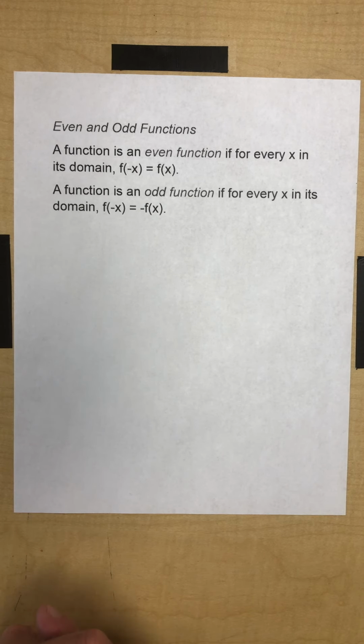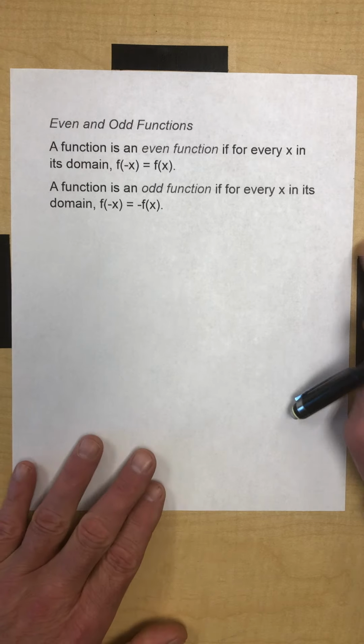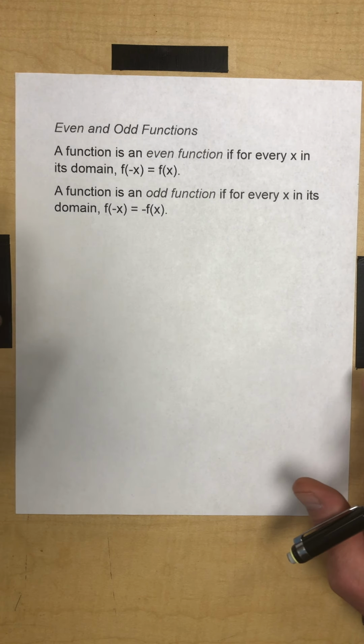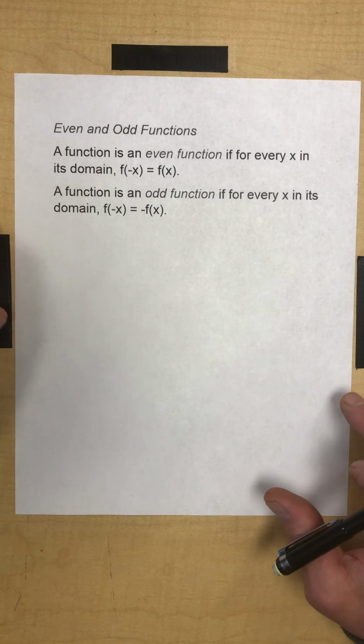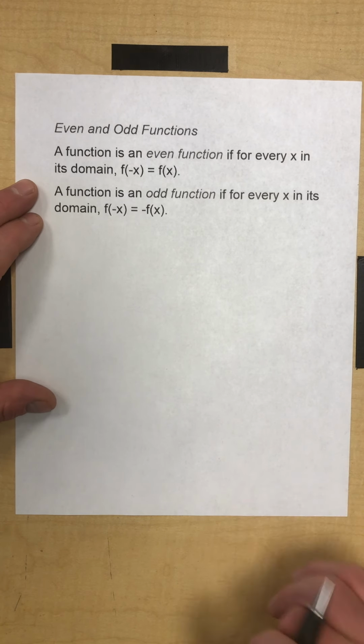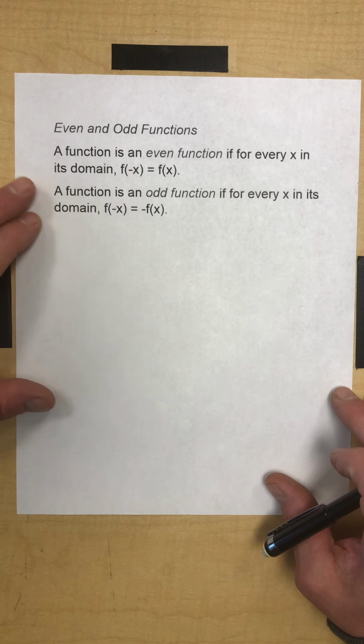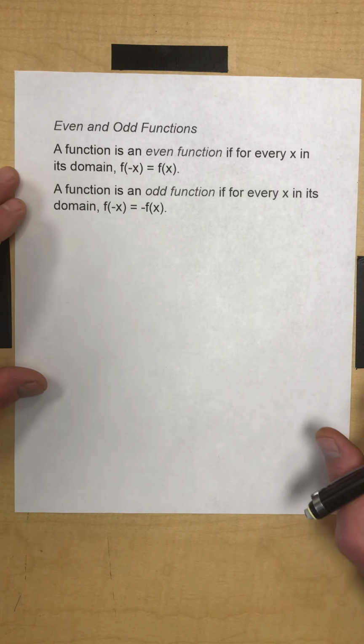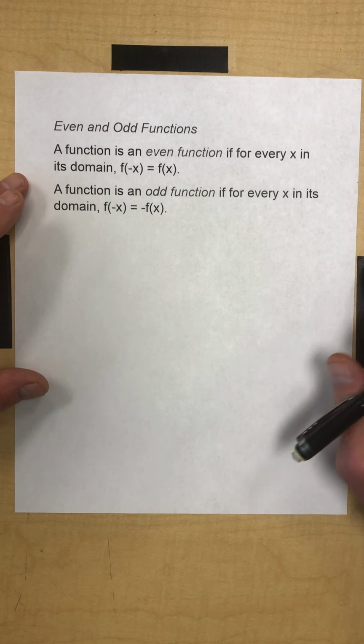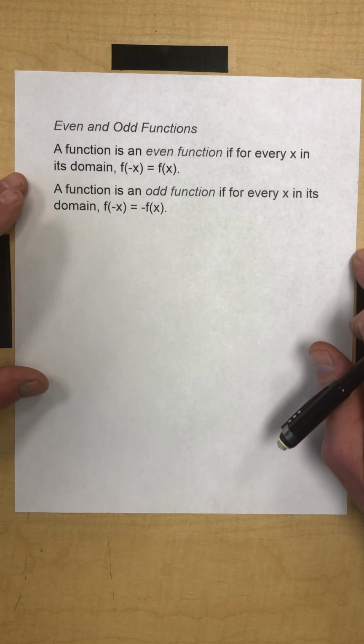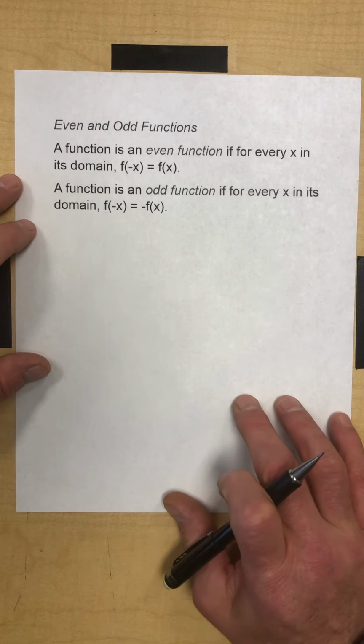You may have talked about this in Algebra 2. If some of you remember it, that's awesome. If you don't remember it, that's okay too. This comes up every now and then in trigonometry. It doesn't come up regularly, certainly not as important as the Pythagorean identities.